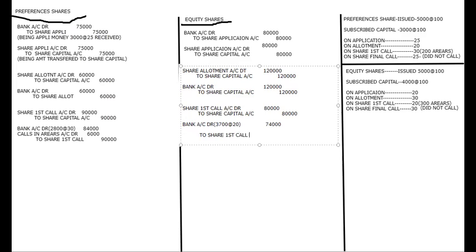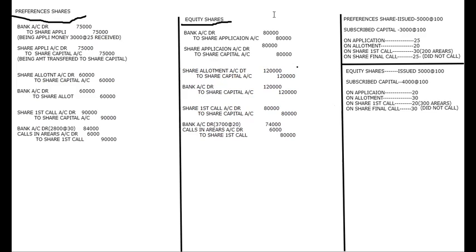Now it's okay. So what I'm going to do here, I'll write to share first call. But the share first call account is showing me 80,000. So the balance 6,000, I'm going to compensate by calling it calls in arrears account debit. That is 6,000 I'm going to write. So this is how I have completed the sum.